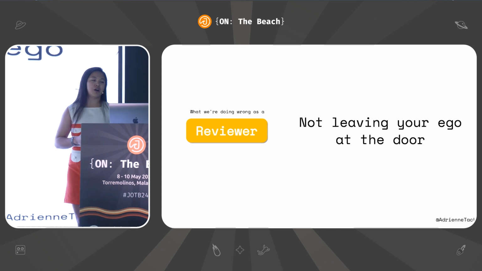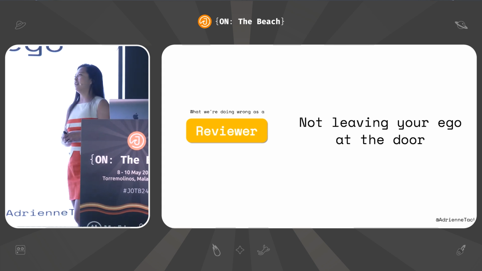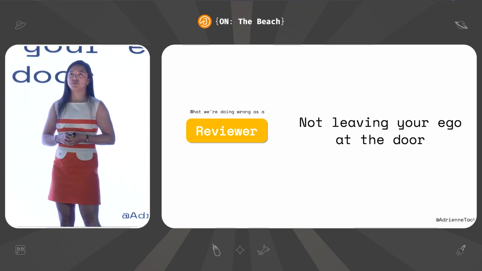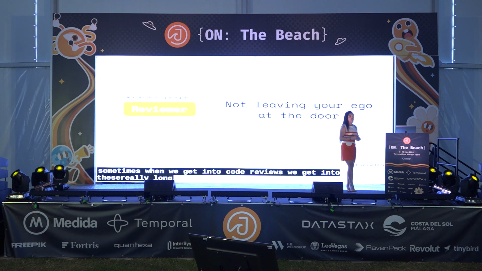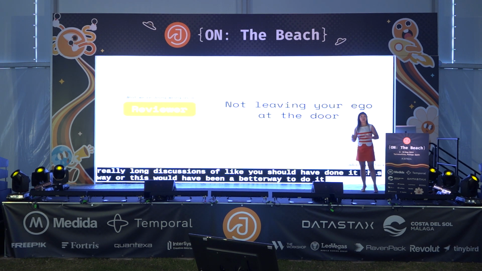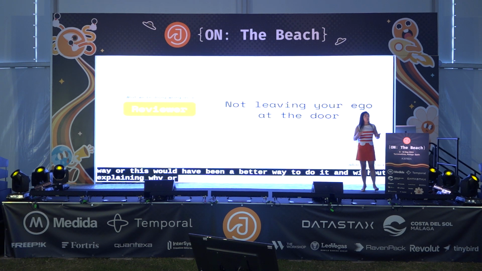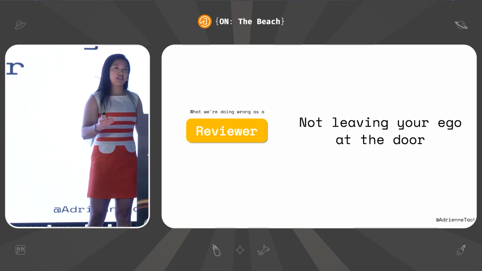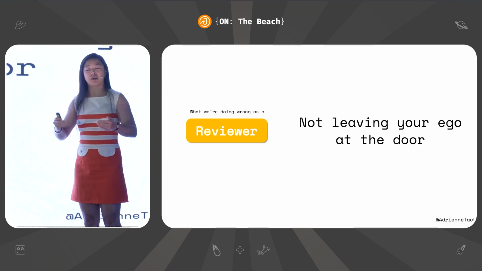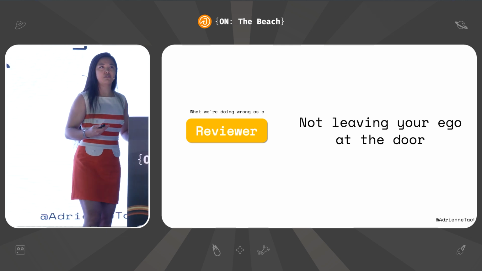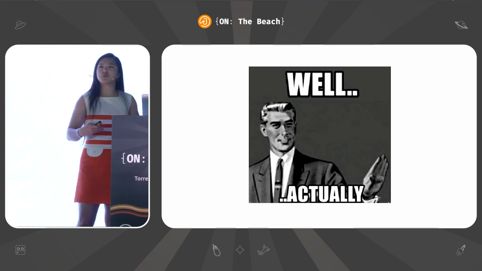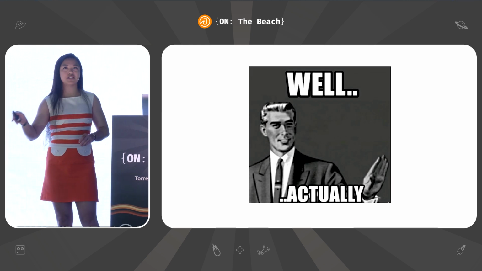So, what are we doing wrong? The first thing we're doing is we're not leaving our ego at the door. Sometimes when we get into code reviews, we get into these really long discussions of like, you should have done it this way, or this would have been a better way to do it, without explaining why. Or something that usually is good and actually matches the acceptance criteria or has matched what has been discussed is put on hold and is not approved because the reviewer has this kind of ego trip and is using their power to delay the code review. You have those, well, actually, who has a colleague like this?